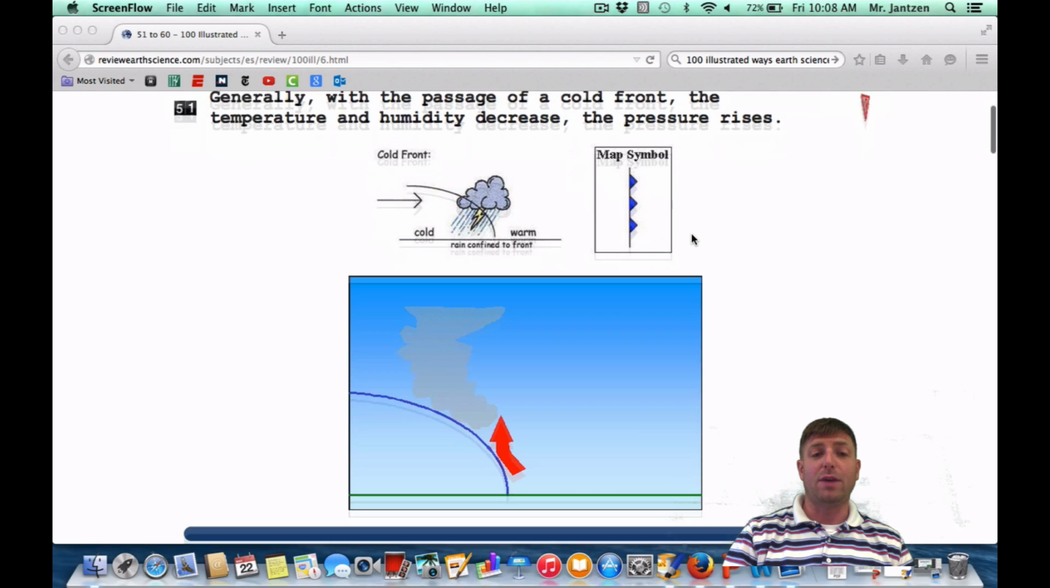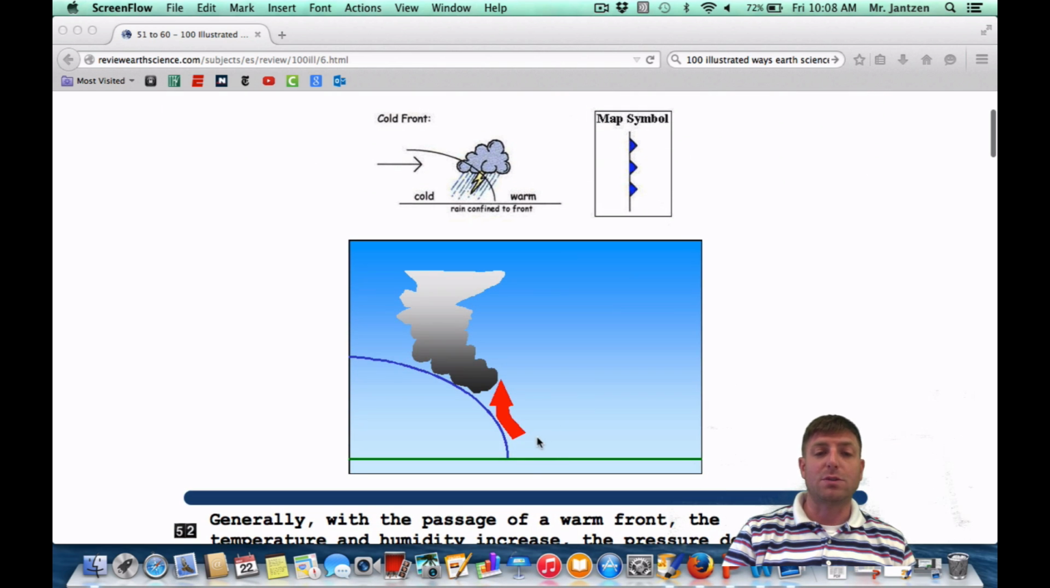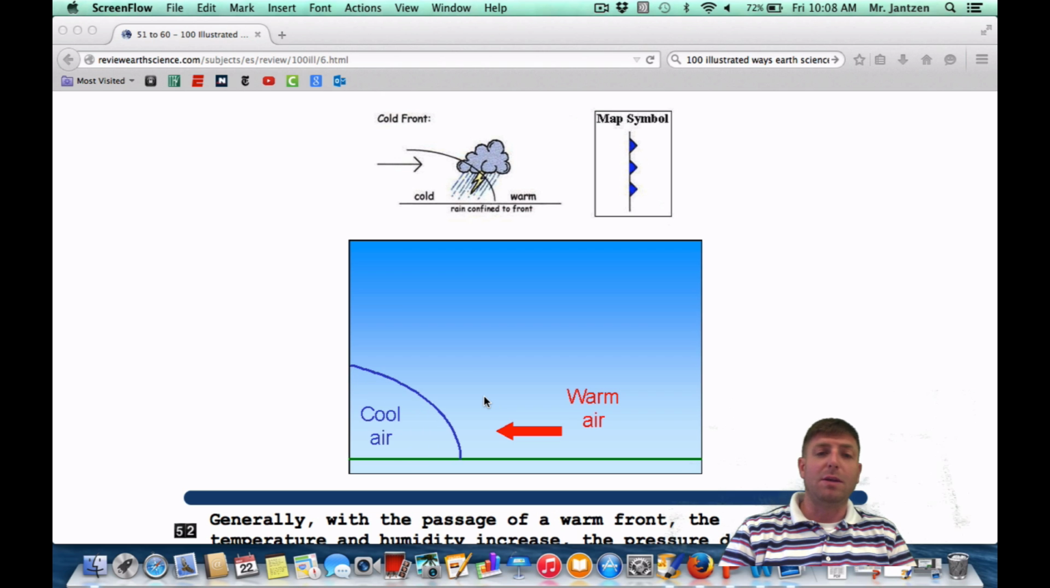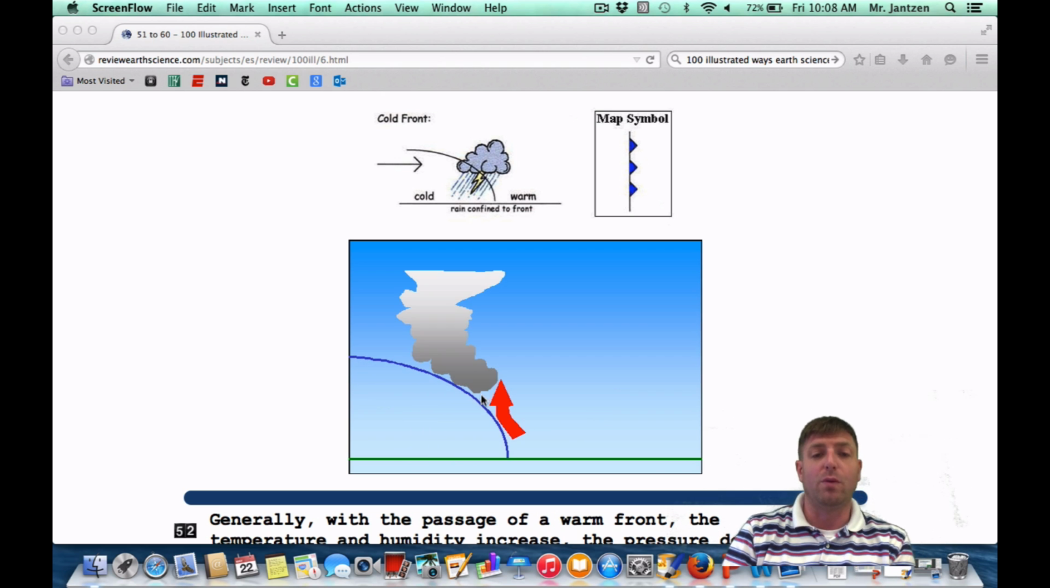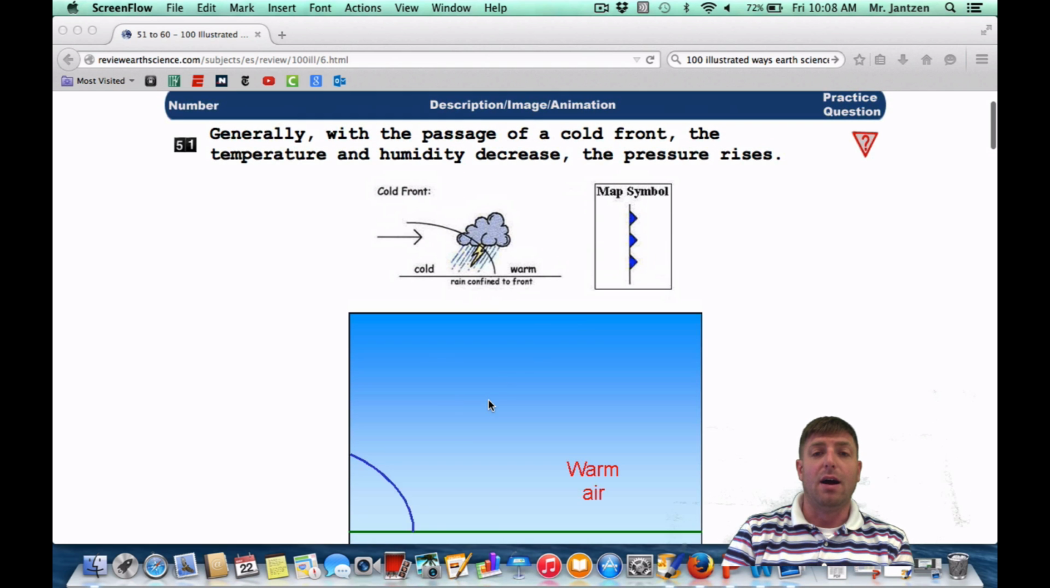So cold fronts are fast moving. They are going to force warm air up. They're going to be associated with thunderstorms. These big cumulonimbus clouds will form when that warm, moist air rises.